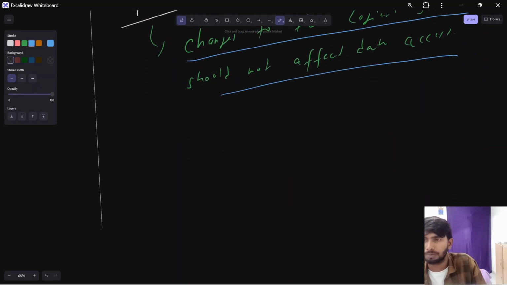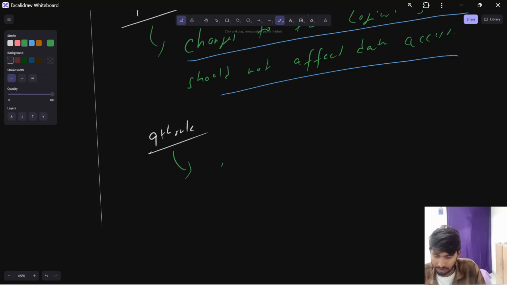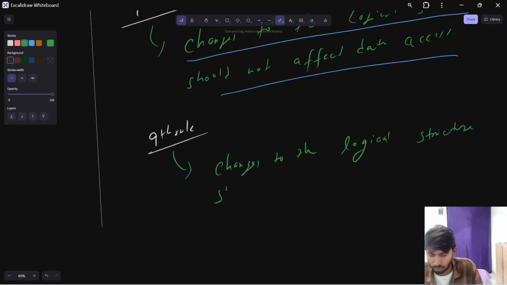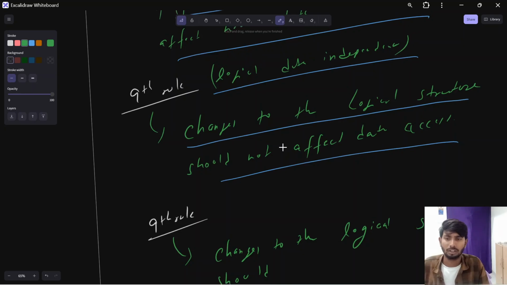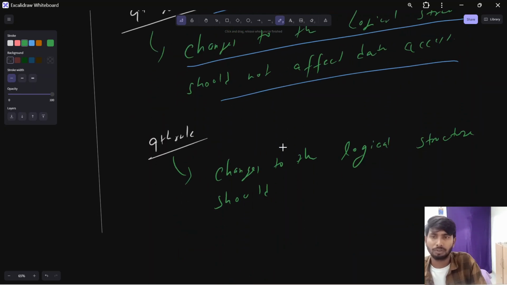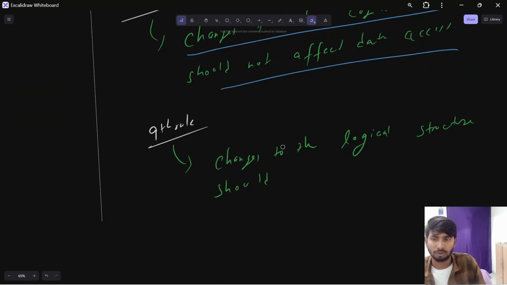Now, the ninth rule. The ninth rule is like changes to the logical structure should not be affecting. We have done this now. This rule is done. Yeah, it's done. Now, sorry, the ninth rule is done. We have to write the tenth rule.